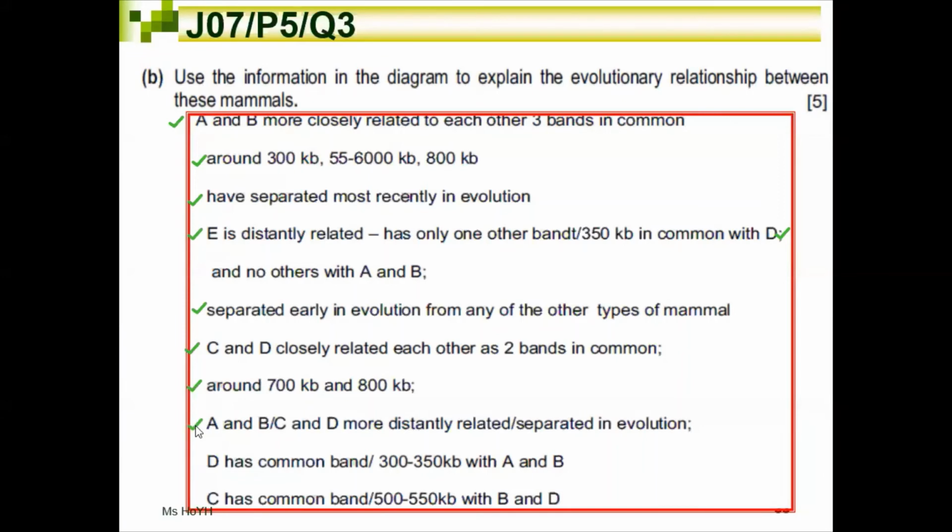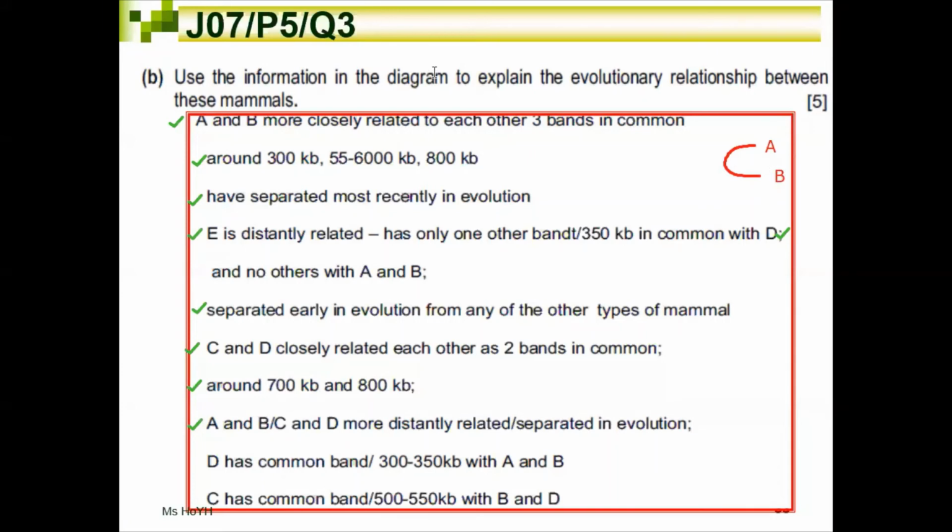If you can see, A and B or C and D are more distantly related, separated in evolution. That means this group, A and B, and C and D. A and B are very close to one another, right? So that means they are very recent in their common ancestor. So this is A and B. I got a feeling that one of these days they're going to ask you to draw the evolutionary tree. Definitely, but I do not know when. Because there's no question in past years that asks a student to draw, but from here you can draw, I think they will ask you to draw.